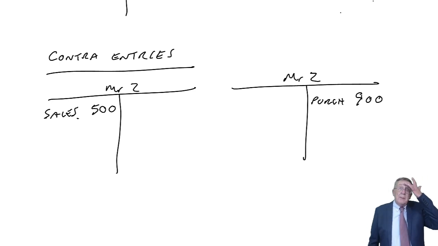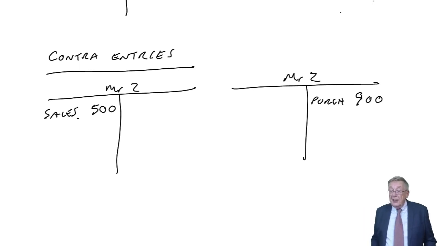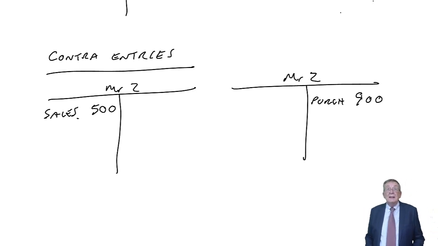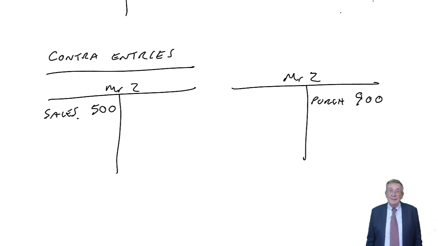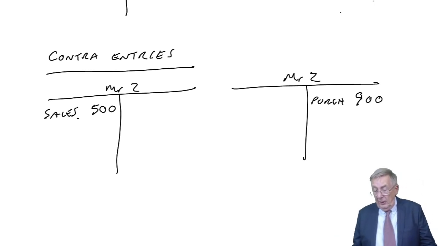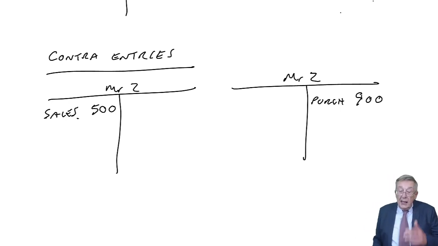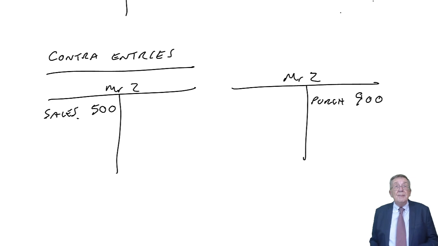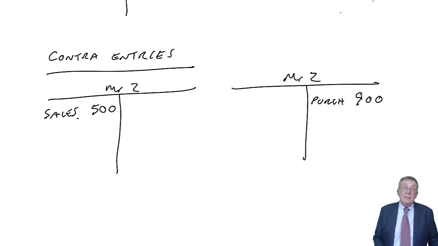Now, of course, it's not very common, but it does happen that you buy goods from somebody, here Mr. Z, and you also sell goods to the same person. Now, we could carry on as though nothing happened. You know, maybe later Mr. Z pays us the money, the 500, debit cash, credit Mr. Z. We pay Mr. Z 900, credit cash, debit Mr. Z.